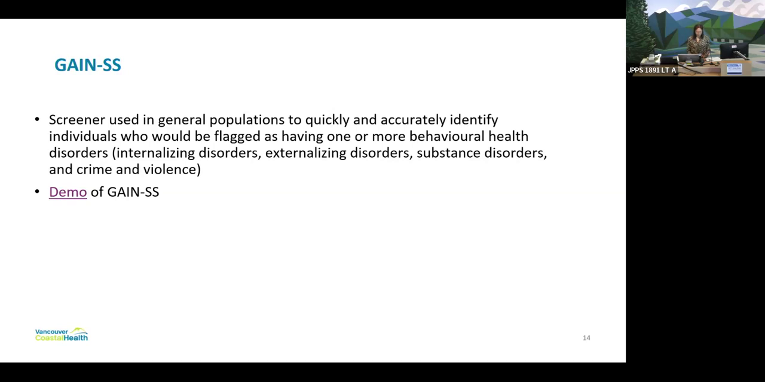It's important to note with the GAINS SS, there is a manual on how to administer and score. So what does it mean if there's a moderate to high score on one of the behavioral health disorders? The manual would indicate what the typical treatments may be. Often the questions asked in the GAINS SS would be asked in a time frame of when the problem last occurred.